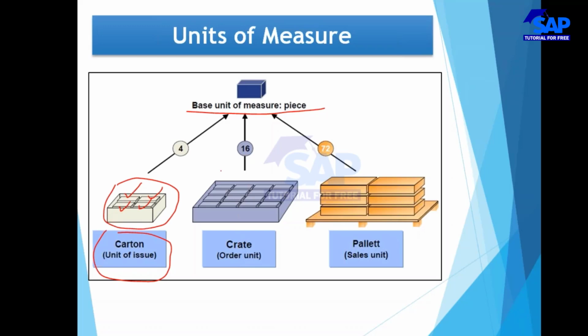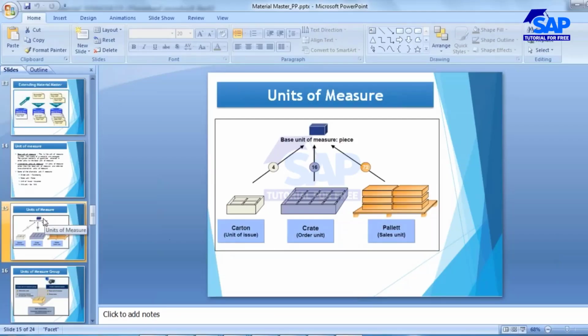Or like order unit, 16 pieces you put, you create as a crate. Sometimes you put it on a pallet, 72 pieces you put it on a pallet. So different unit of measures. Now all these are called carton, crate, pallet. All these are called alternate unit of measure. Now you will be maintaining the conversion factor for the base unit of measure and then your alternate unit of measure.